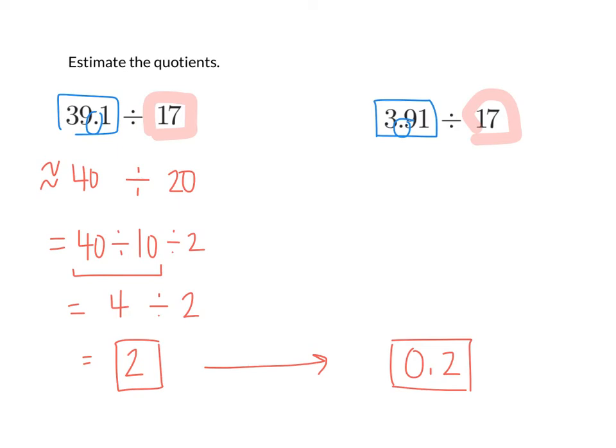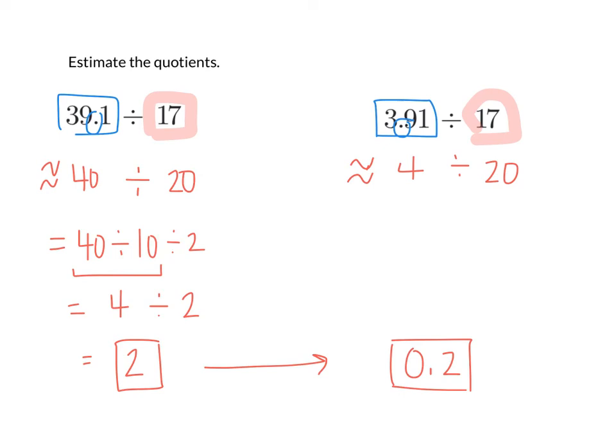So we still round the divisor first. 17 is still close to? 20. Okay. Now, 3.91 is pretty close to what number? 4. So this is like doing 4 divided by 20. Now, wait, 4 is too little to divide by 20, right? I can't. 4 is smaller than 20. How can I divide a whole that's smaller than the divisor? I can't. Could I rename 4 ones? Could I regroup it? 4 ones can become 40.